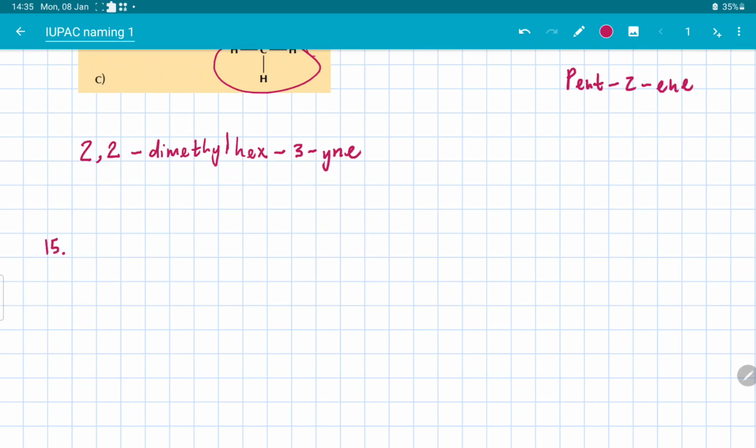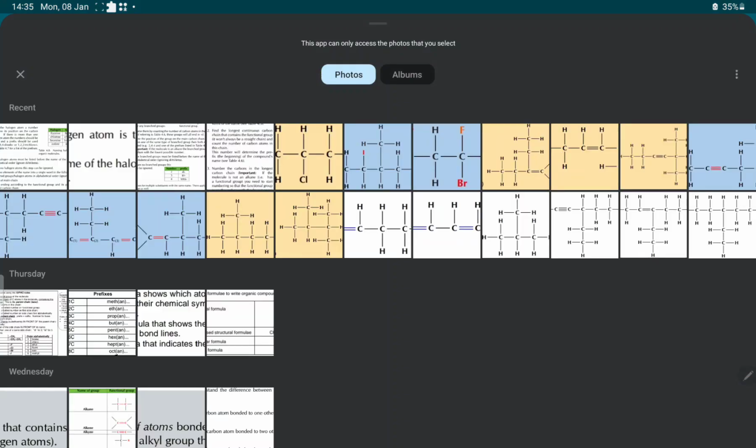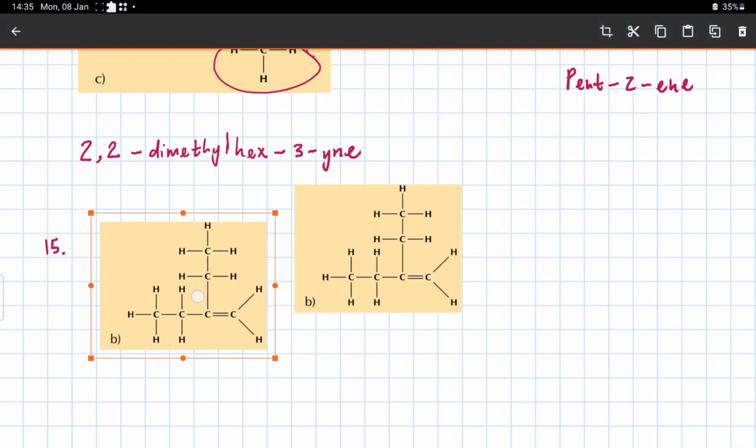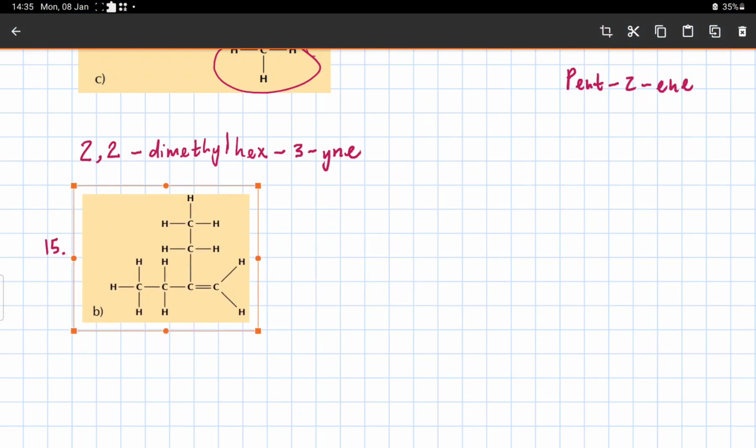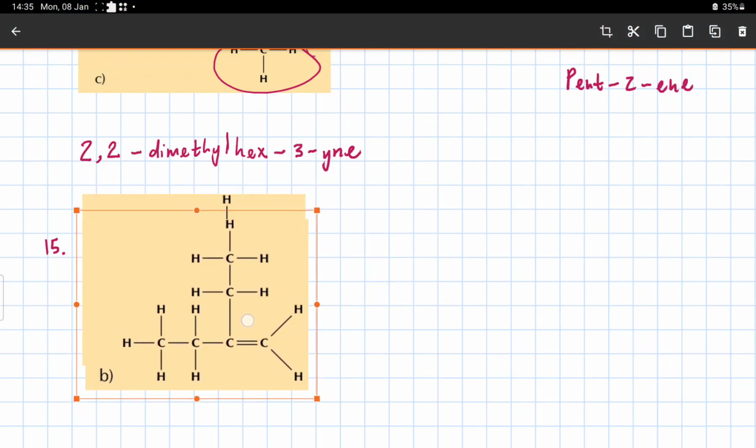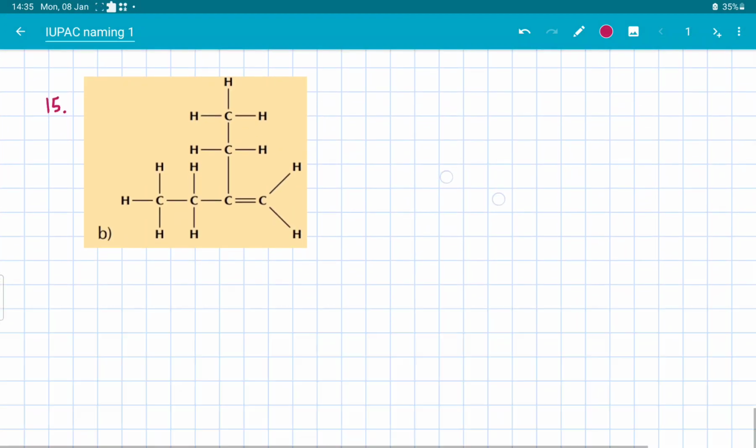Example 15. I think I'm here. Example 15, let me emphasize this. Let me check. Oh, I see it. Remember, rule 2, very important here. The longest continuous chain must contain the functional group.